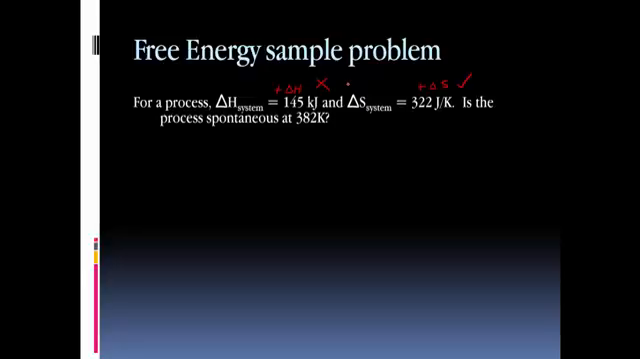So to figure out if it is spontaneous at a certain temperature, 382 Kelvin, there's our temperature, we have to solve for delta G. So delta G equals delta H minus T delta S. We want to put everything in joules. So kilo means 1,000. So our delta H is 145,000 joules. So that's the number I'm going to plug in.